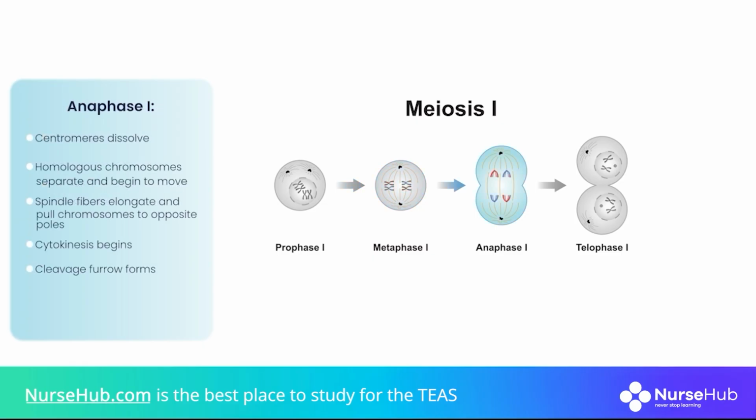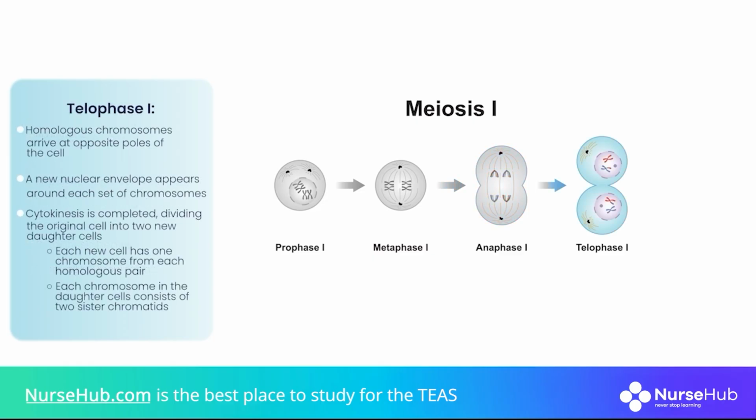The next stage is called anaphase 1. In anaphase 1, the homologous chromosomes separate and are pulled to the opposite poles by the spindle fibers. The sister chromatids remain attached to each other at their centromeres. And now the final stage of meiosis 1 is called telophase 1. During telophase 1, the separated homologous chromosomes reach the opposite poles of the cell. The nuclear membrane reforms around that set of chromosomes, and the cell undergoes cytokinesis, resulting in those 2 daughter cells. Each daughter cell, though, only has 1 chromosome from each homologous pair, and each chromosome consists of 2 sister chromatids.